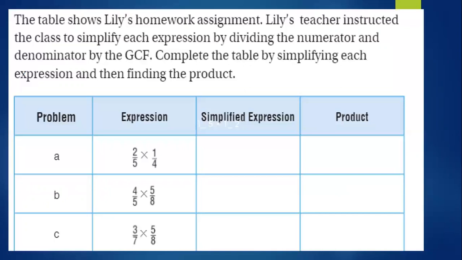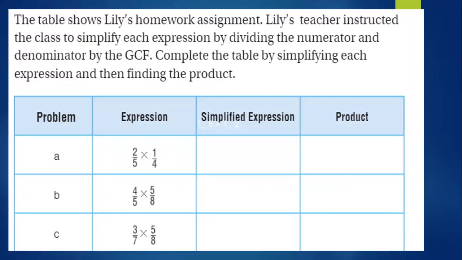Now, the table shows Lily's homework assignment. Lily's teacher instructed the class to simplify each expression by dividing the numerator and denominator by the GCF. So complete the table by simplifying each expression and then finding the product. So the first expression given is 2/5 times 1/4.